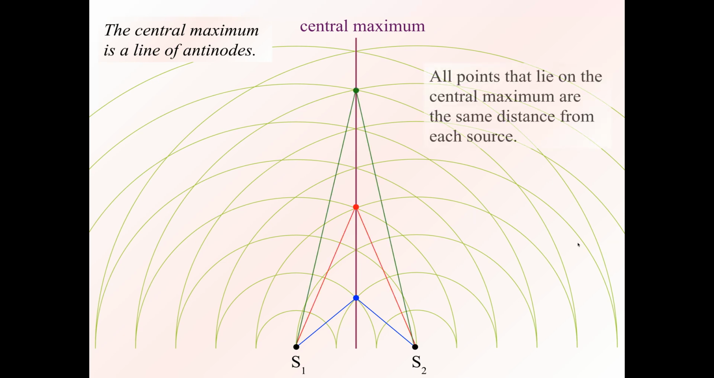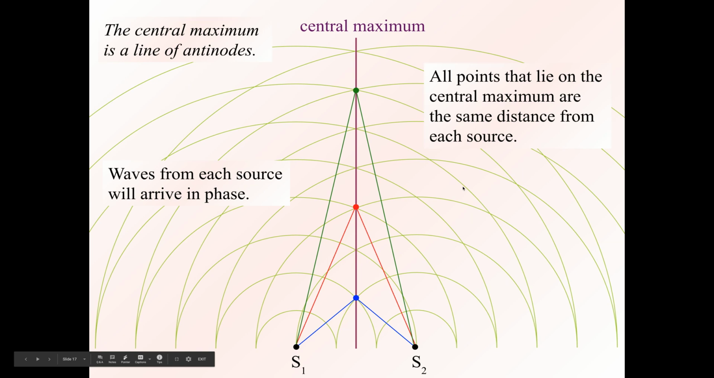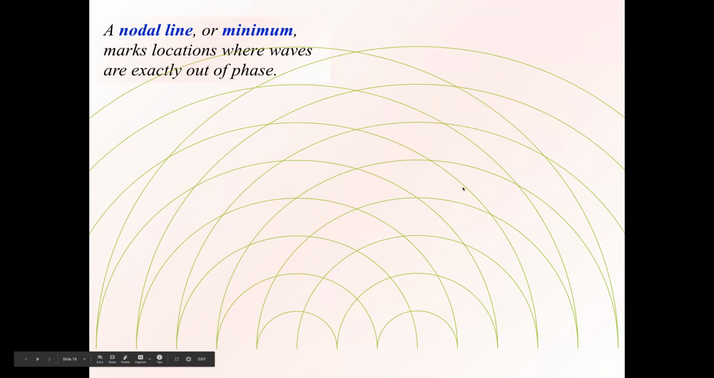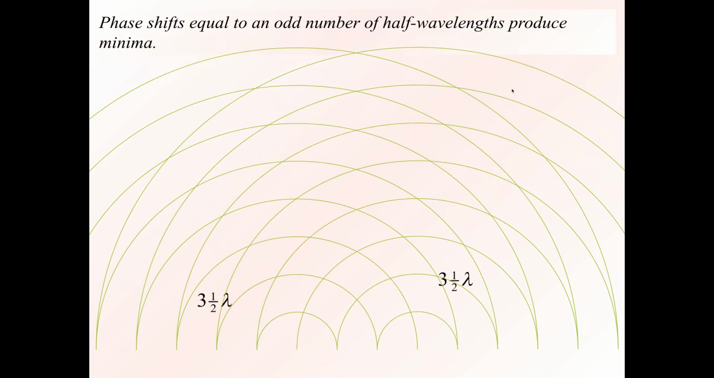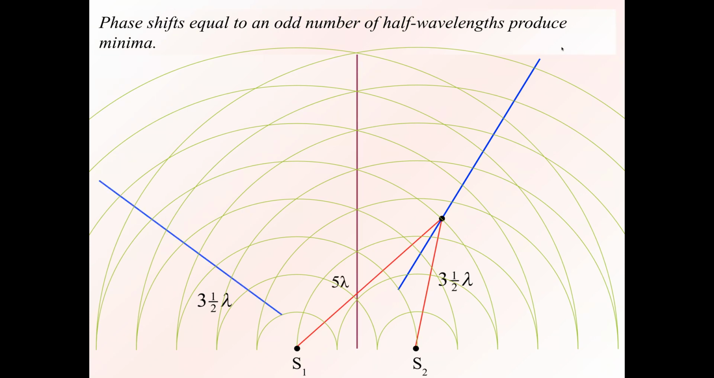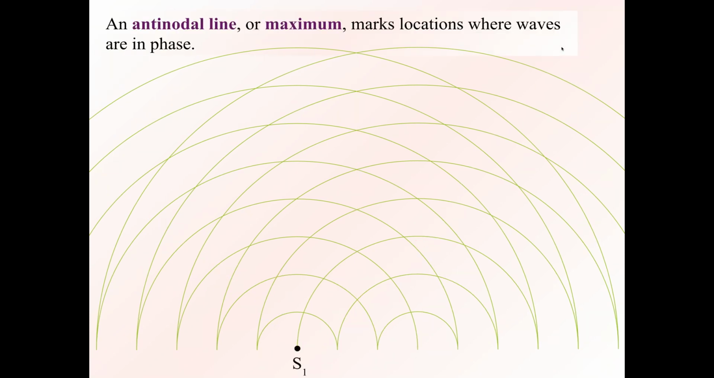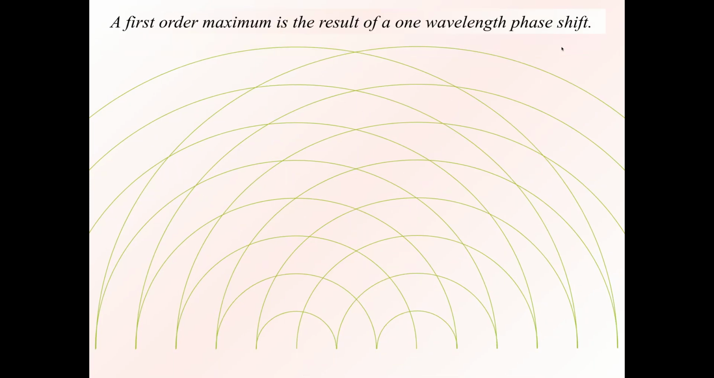All points that lie on the central maximum are the same distance from each source. Waves from each source will arrive in phase. A nodal line or minimum marks the location where the waves are exactly out of phase. Those would be our nodal lines there. Phase shifts equal to an odd number of half wavelengths produce the minimum, and so on.